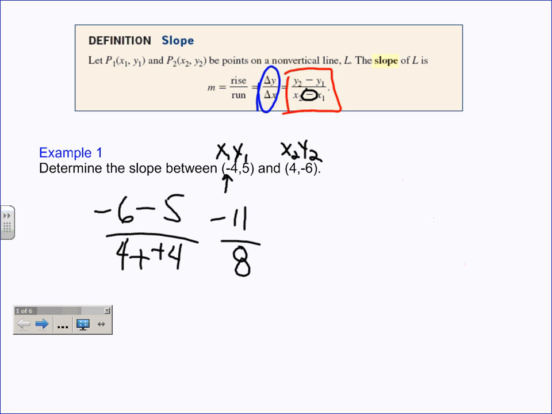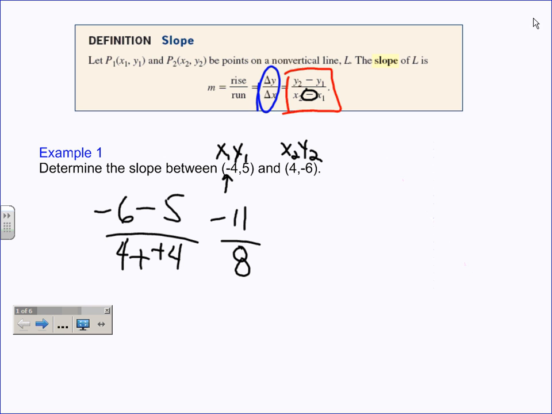Is that the best slope in the world? No, not really. And I'll be honest, some of the slopes we're going to be dealing with this year are going to be fairly extreme. That's okay, but then a lot of them are also going to be a very nice number, 0. Those are going to be some of the more important ones as we go along.